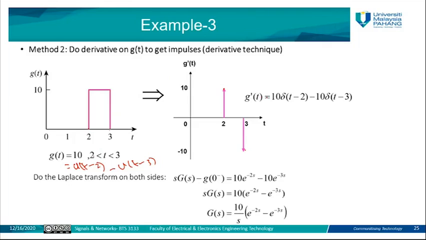So when you apply the derivative here, it's equal to 10 delta(t minus 2). The original impulse function delta is at 0, with no time shift, but here we have a time shift equal to 2, so it is t minus 2. So 10 delta(t minus 2) minus 10 delta(t minus 3), the other one. Because you differentiate this part, it gives you positive 10 delta(t minus 2), and this negative 10 delta(t minus 3).